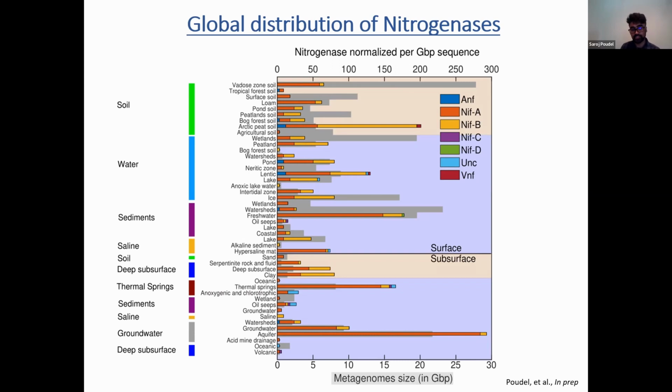And in fact, I didn't really find a lot of NIF-C or D. That could be because those isoforms are not widely found, or the environment that I selected just didn't have those nitrogenases.